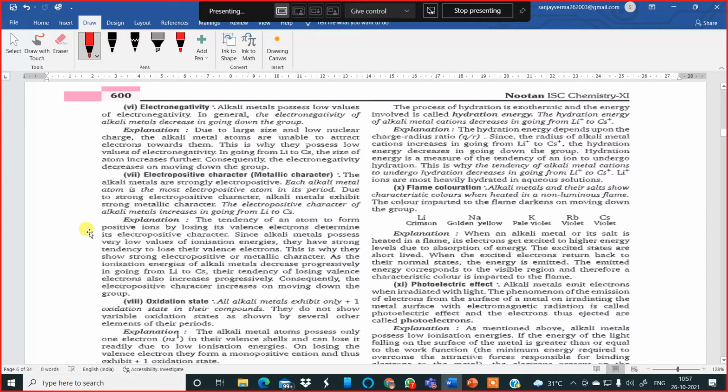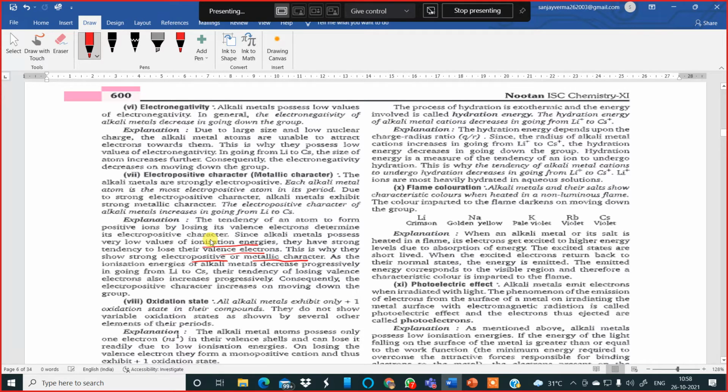The reason is given over here, because the tendency of an atom to form a positive ion by losing its valence electron determines its electropositive character. That means the easier it is to lose an electron from the valence shell, the more electropositive it is. Since alkali metals possess very low values of ionization energies, they have a strong tendency to lose their valence electrons. This is also the reason why they show strong electropositive or metallic character.